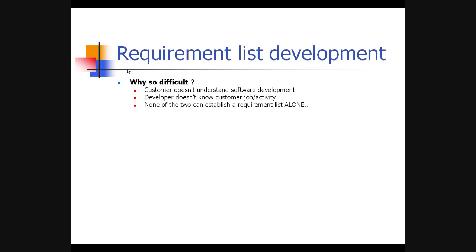So clearly none of the two can establish the requirement list alone. You have to collaborate to be able to produce a correct requirement list. You are not going to be able to invent what the software needs to do, and the customer is not going to be able to invent how the software is going to do that. So writing a requirement list is really a phase of exploration and explication.